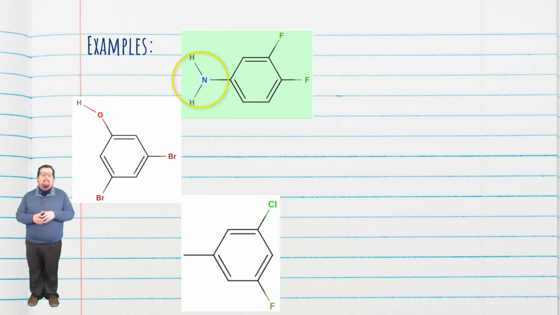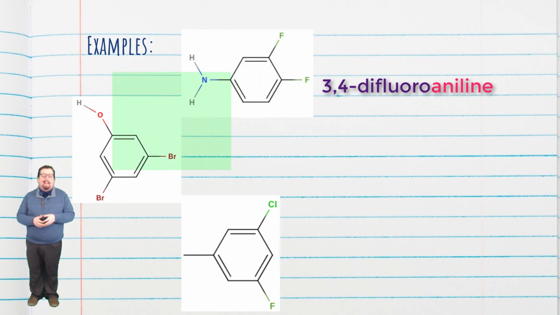There's an amino group, so this one has a root name of aniline. Would you number clockwise or counterclockwise from there? I would number clockwise. This gives you 3,4-difluoroaniline. How about this guy? There's an OH group attached, so we're going to call it phenol, but which direction would you number from there?